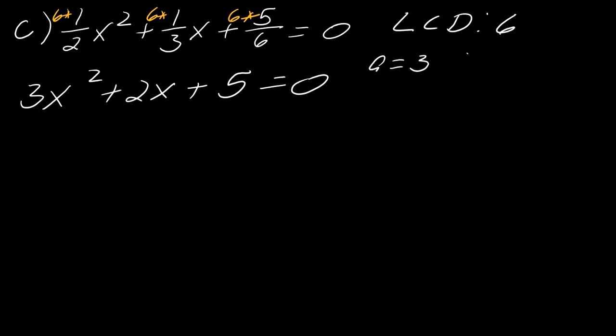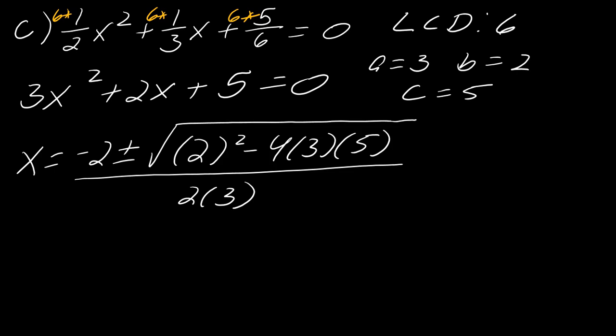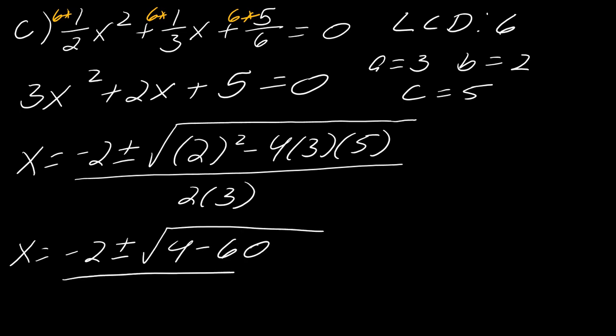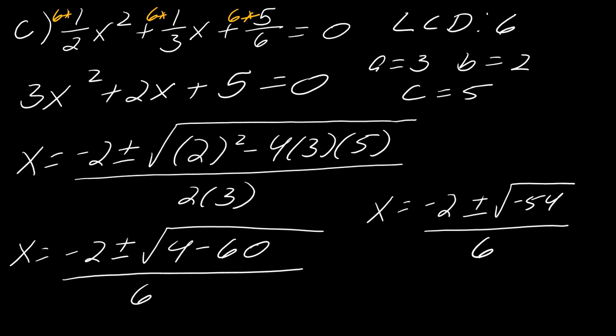All right, so I have a is 3, b is 2, and c is 5. So I'll just show you what it looks like to plug all that in. So here's everything plugged in. I've got -2 plus or minus the square root of 2 squared minus 4 times 3 times 5, over 2 times 3. So now I'll start working my way through this. So this becomes 4 minus 60 over 6. And so let's see, this becomes -2 plus or minus the square root of -54 over 6.